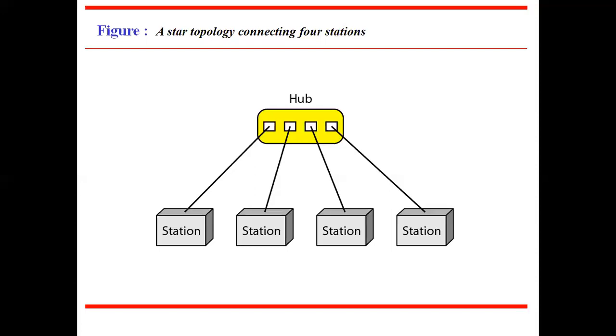The main disadvantage of this star topology is if the hub fails, there is no data flow in the network.